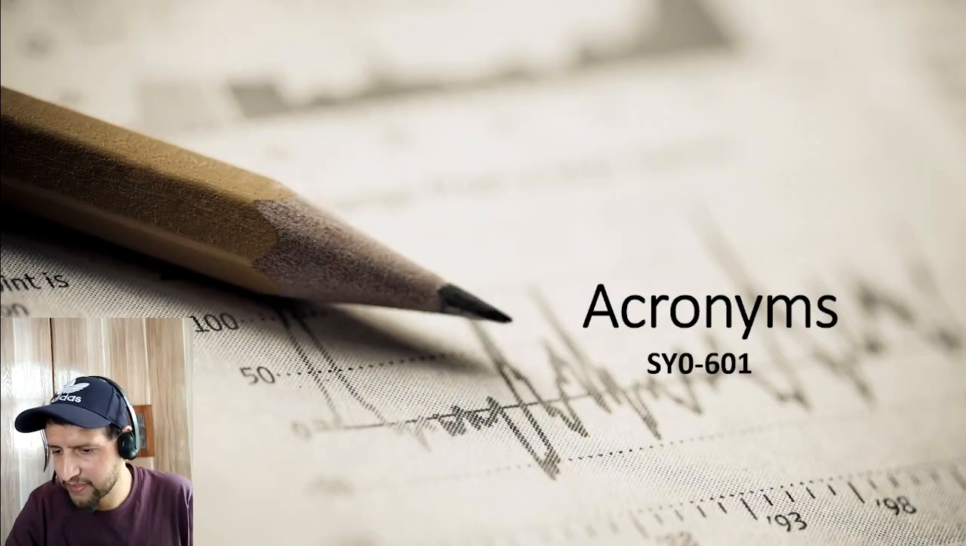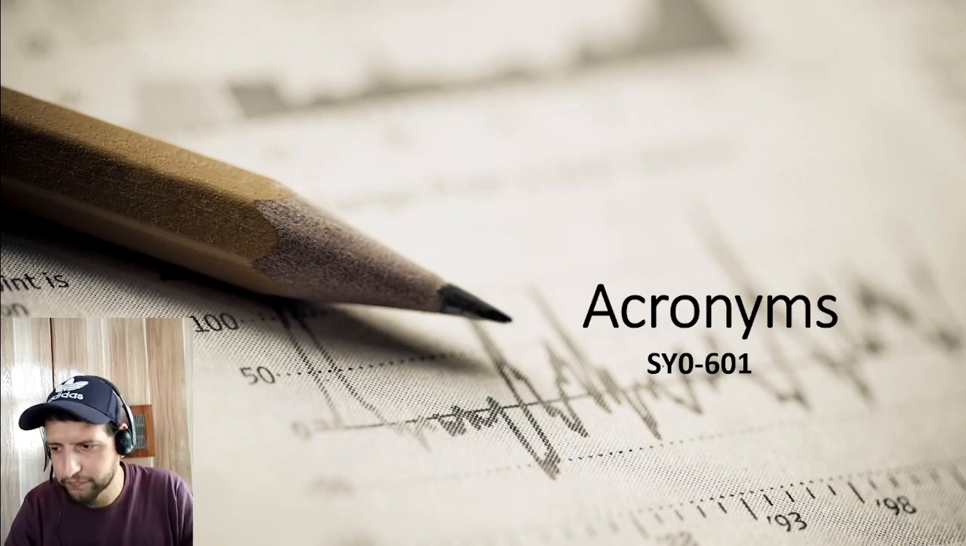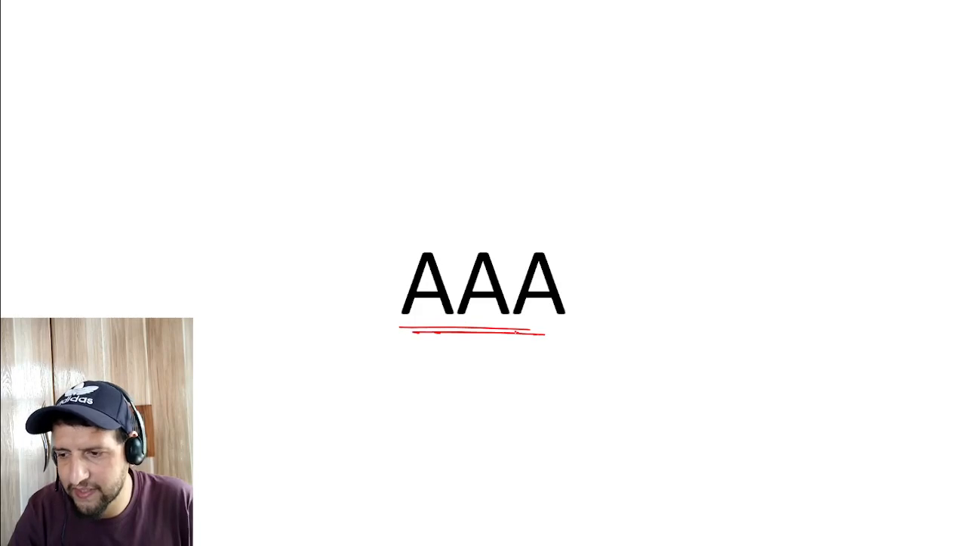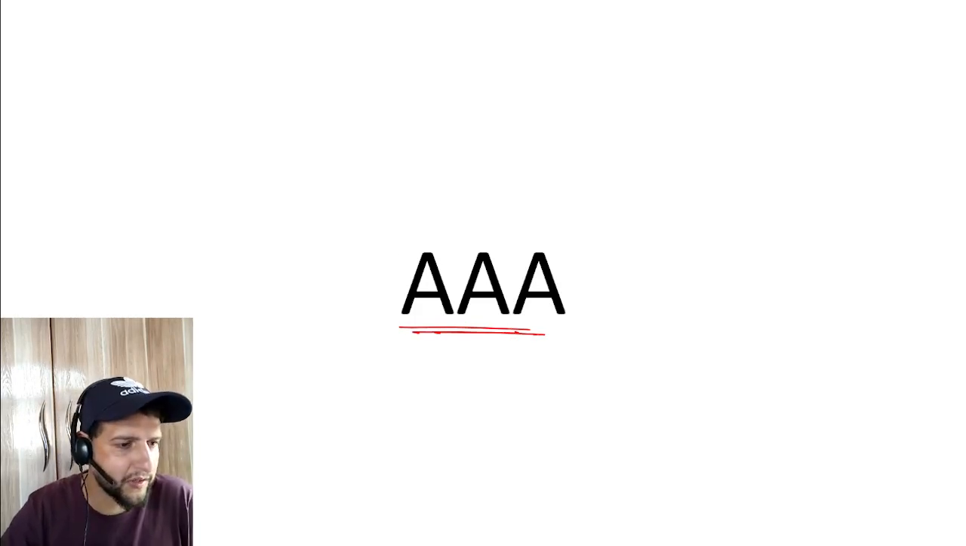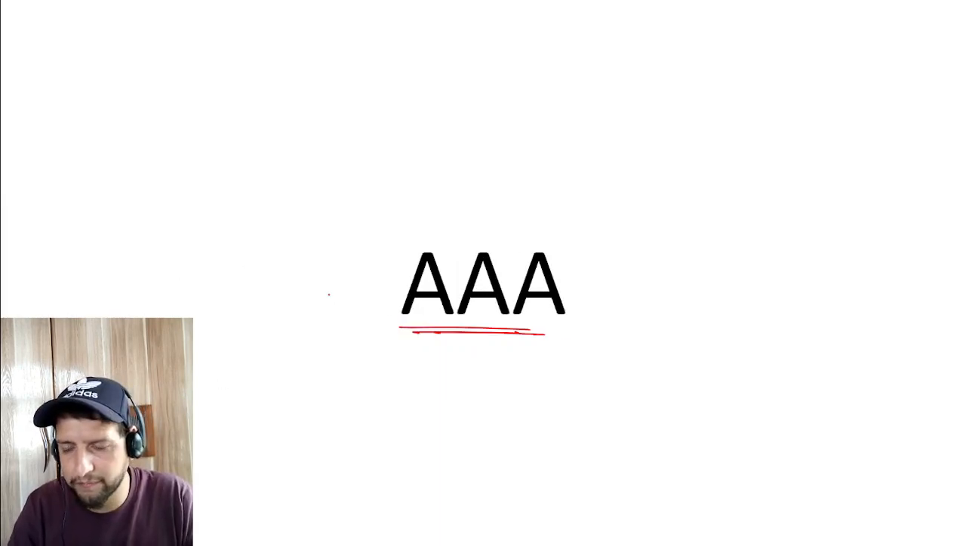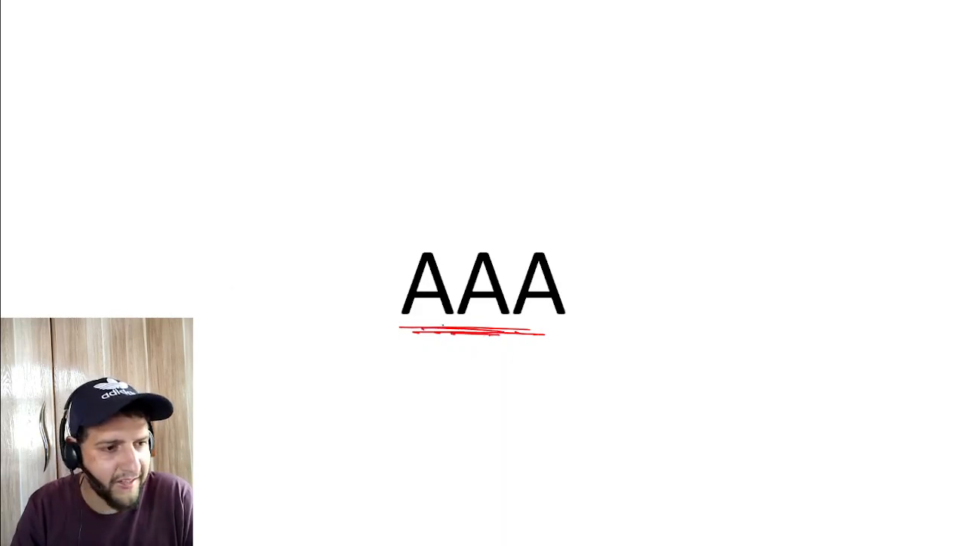Acronyms, SY0-601. So the first term on my screen is AAA. So this is your authentication, authorization and accounting. It's a part of your Radius server, if you remember Radius server. So this is a part of Radius server which does authentication, authorization and accounting.